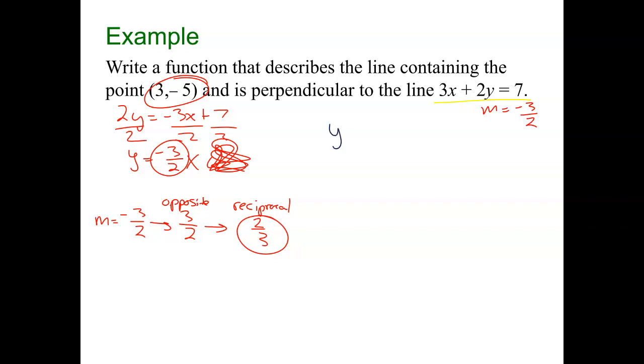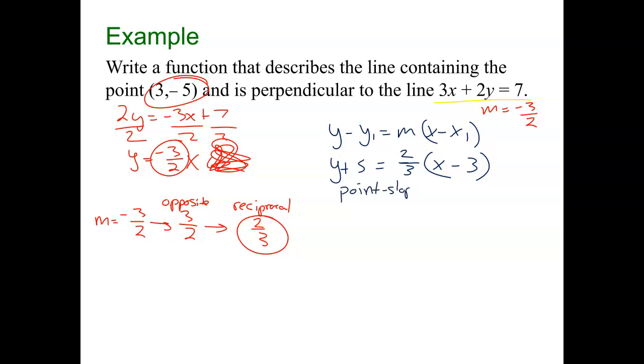Okay? y minus y1 equals m times x minus x1. y plus 5 equals 2/3 times x minus 3. Okay? So there's point slope form of my perpendicular line. Now, what form does it want my equation in?